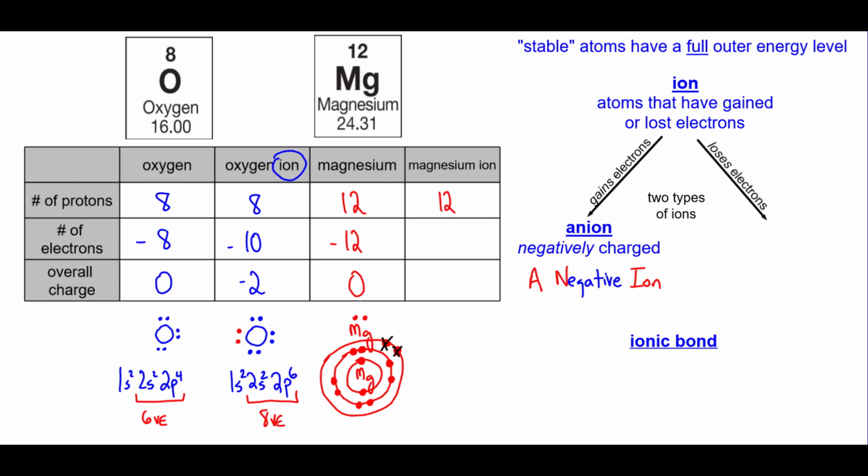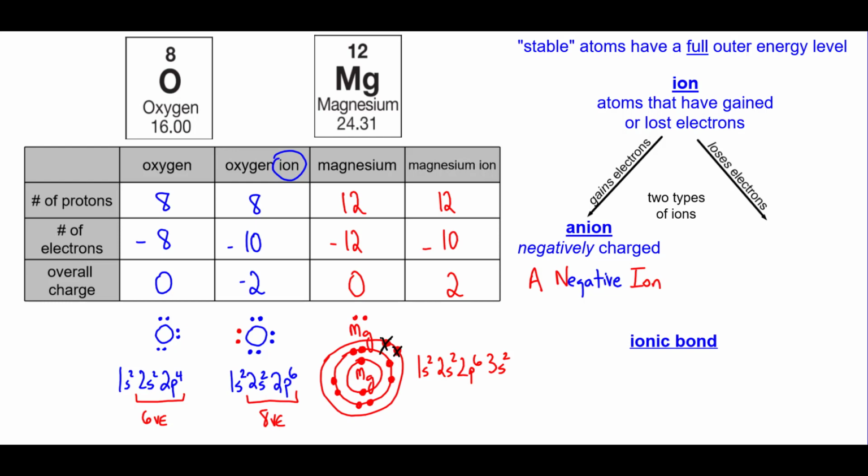So magnesium would still have 12 protons, but only 10 electrons now, and if I subtract those off, that works out to be a charge of 2. Now I want to write out the original electron configuration of magnesium. That was 1s2, 2s2, 2p6, 3s2.